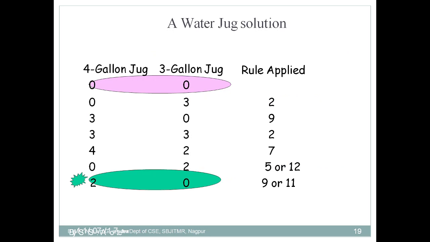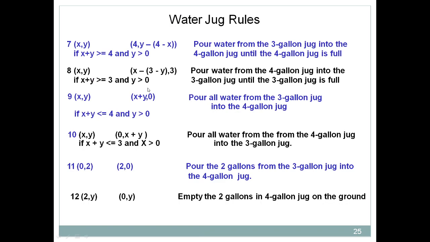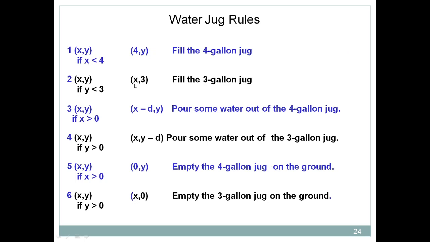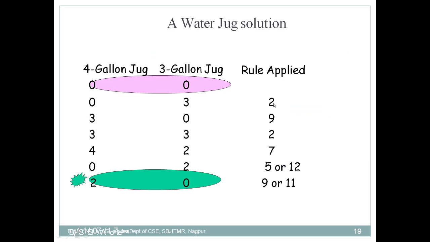Now third is the solution. How to find a solution? So here imagine the 4 gallon jug and the 3 gallon jug, and here you have to specify what rule you have applied. So this is your initial state 0 0, initially no water is present in the 4 gallon jug or 3 gallon jug, that's why 0 0 is there. So initially what I'll do, I apply rule number 2. What is rule number 2? Fill the 3 gallon jug, that's why here you will find 0 3. Here this value 0 is replaced by 3 because we have added 3 gallons of water in the 3 gallon jug. And by which rule? By applying rule number 2, fill the 3 gallon jug. So we got this 0 3 2 rule. This 2 represents the rule number, and this 3 represents how much water we have filled in the 3 gallon jug.